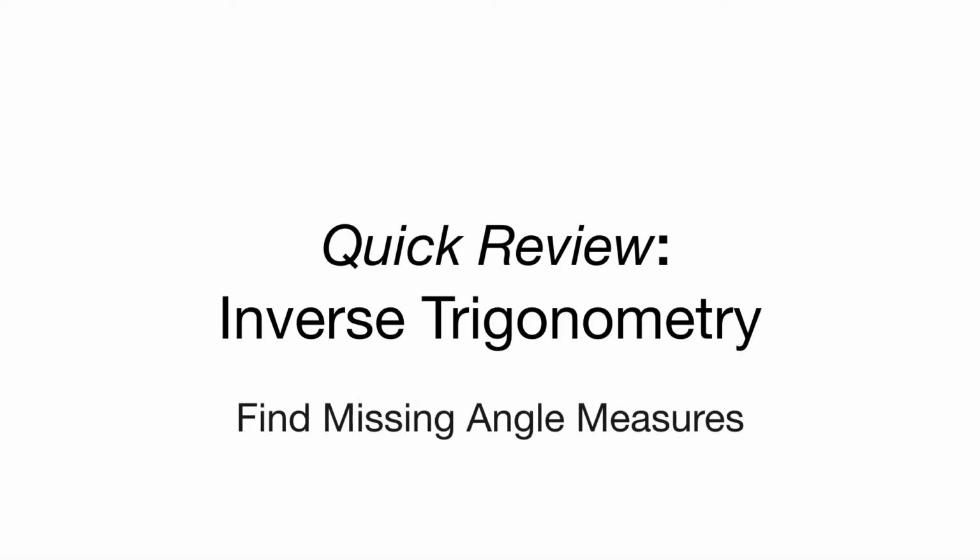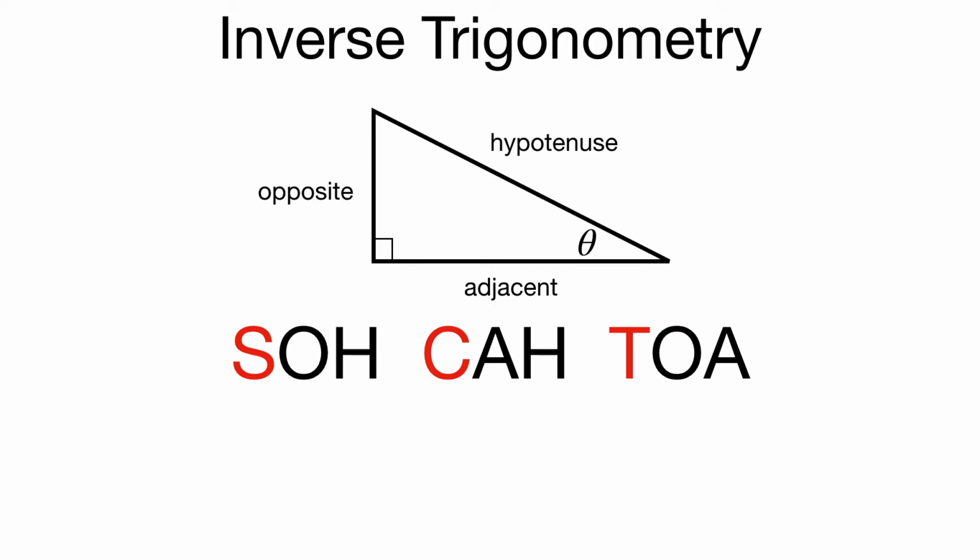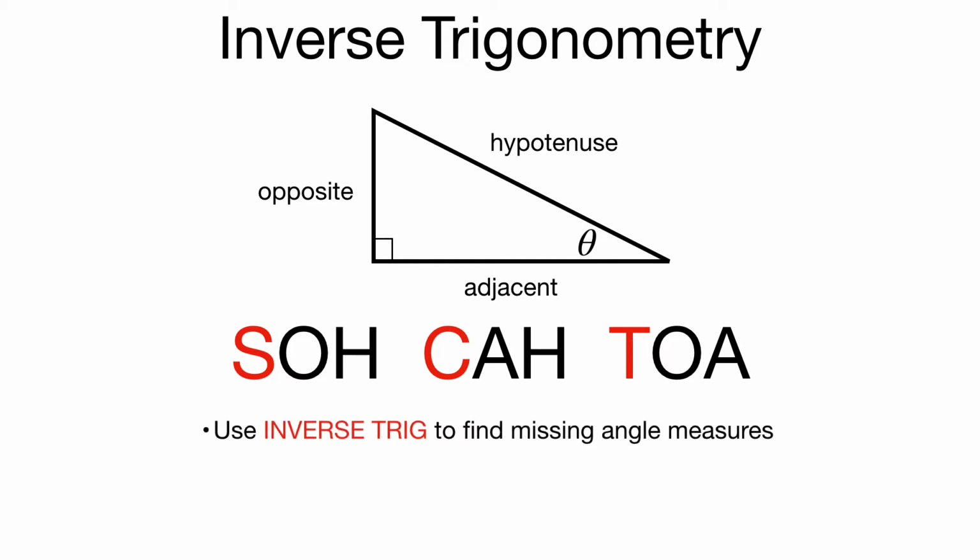Here is a quick review on inverse trigonometry, which helps you find missing angle measures in right triangles. Here's my right triangle, and I've labeled the sides relative to theta. SOHCAHTOA, we've seen in previous videos, helps us figure out missing side lengths. Sine is opposite over hypotenuse, cosine is adjacent over hypotenuse, and tangent is opposite over adjacent. Well, we can use inverse trig to help us find missing angle measures.